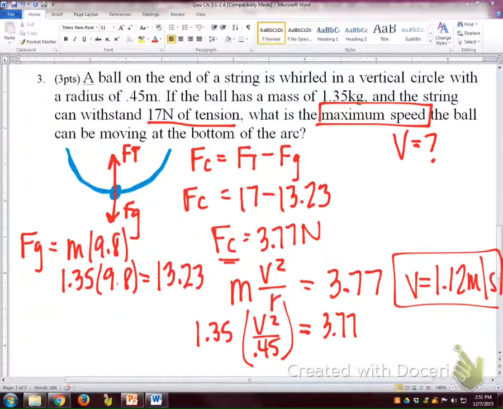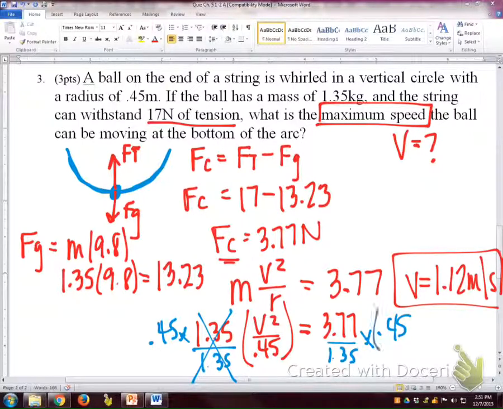The way that I went about solving that is I first divided by 1.35 on both sides, that way I've crossed that out. Then I multiply by 0.45 on both sides. After that I square root the whole answer to get v by itself, and I get 1.12 meters per second.